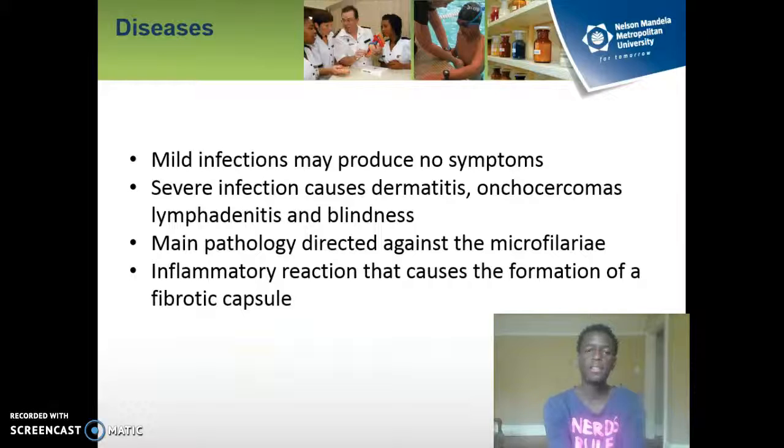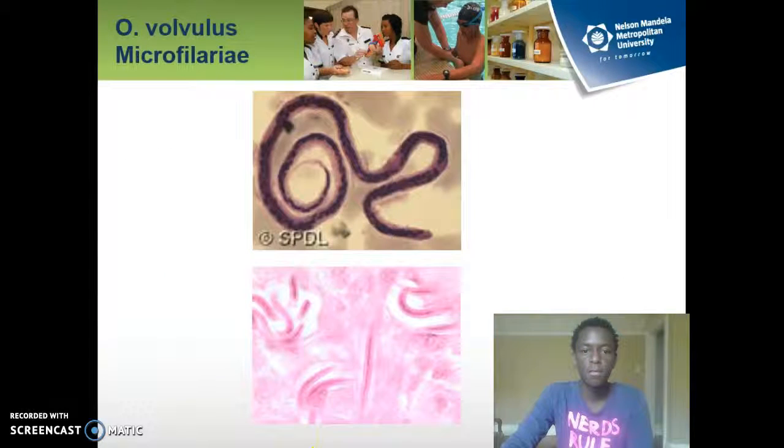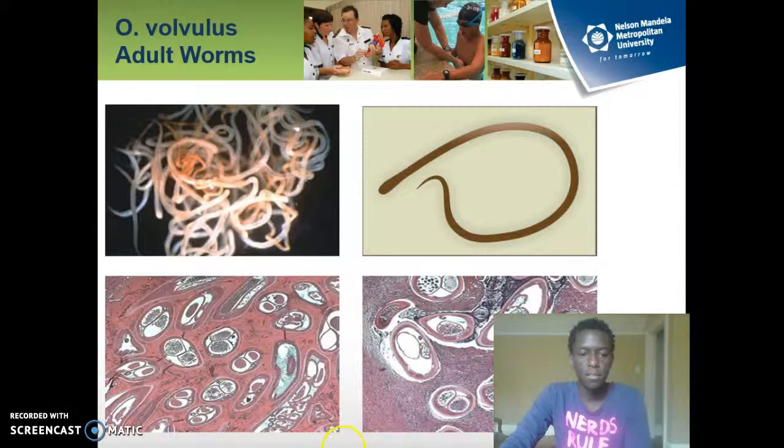When it comes to diseases, mild infections may produce no symptoms at all. Severe infection, that's where things become serious. You get onchocercomas and blindness, which is the highlight of this disease. There is an inflammatory reaction which may form the fibrotic capsule I was talking about in the previous slide. You can see these capsules over here.